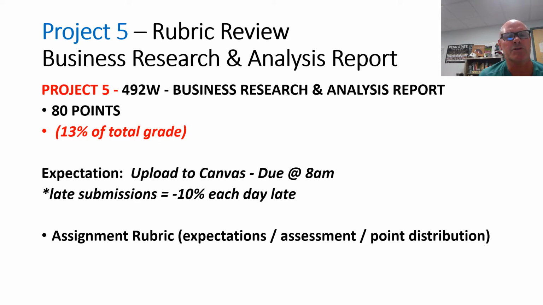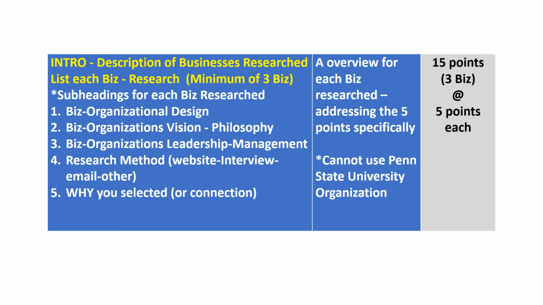Again, 80 points, so it's 13% of the total grade, slight increase from project 4. Again, expectation is due at 8 a.m., uploaded to Canvas. Again, late submission is 10% each day. So let's go ahead and look at the assignment rubric. All right, here's the rubric for project 5 then.